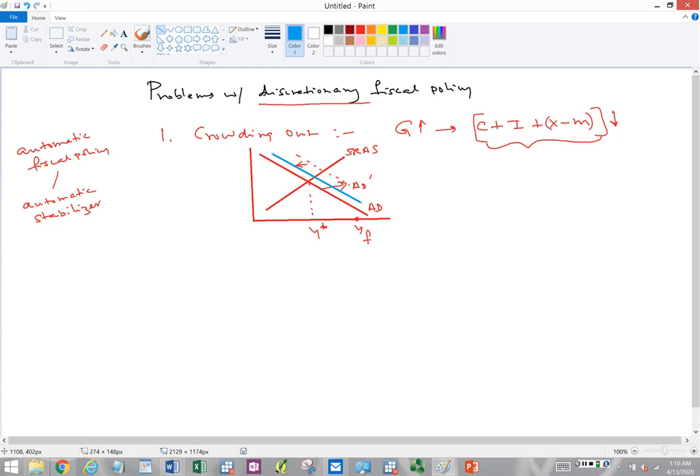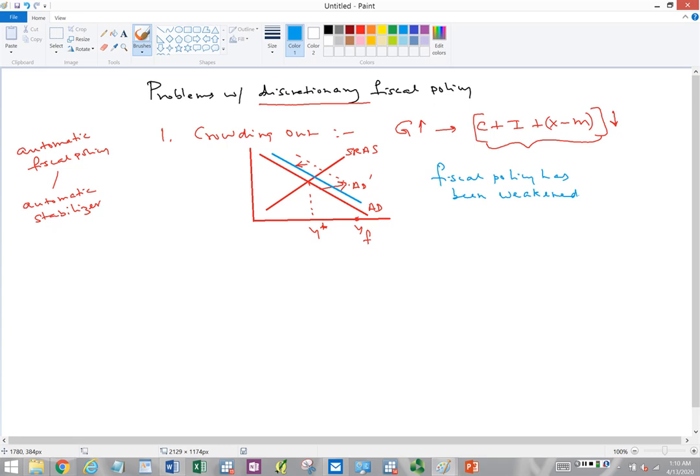So what crowding out has done is it has weakened expansionary fiscal policy. Instead of the AD curve shifting all the way from the solid red line to the dotted red line, it moves from the solid red to the solid blue. Right? So what has happened here is that fiscal policy has been weakened. Right? So this is one problem.